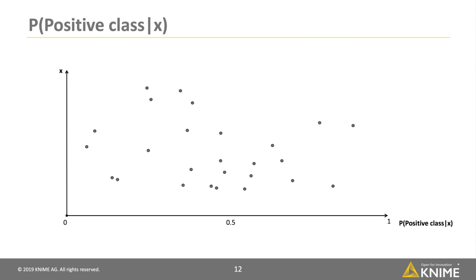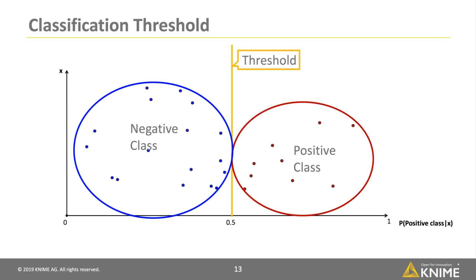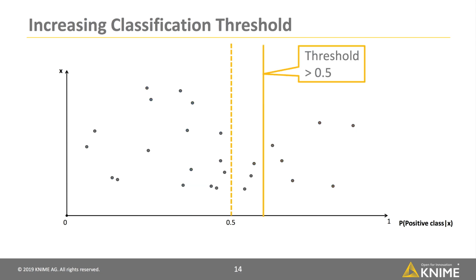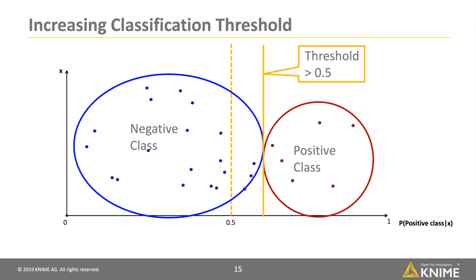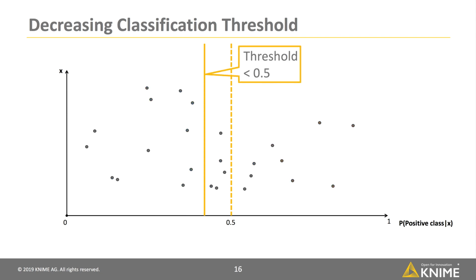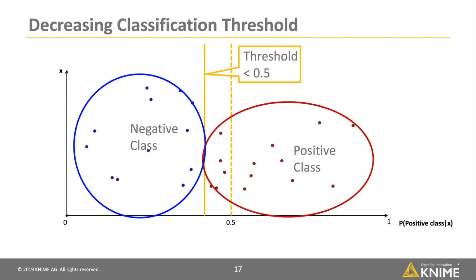Let's have a look. For each input event, a classification model produces a class probability that determines the class assignment. By default, the events are assigned to the positive class if the probability of the positive class is 0.5 or higher, and to the negative class otherwise. If we increase this classification threshold, fewer data points will be assigned to the positive class. If we decrease the threshold, more events will be assigned to the positive class.